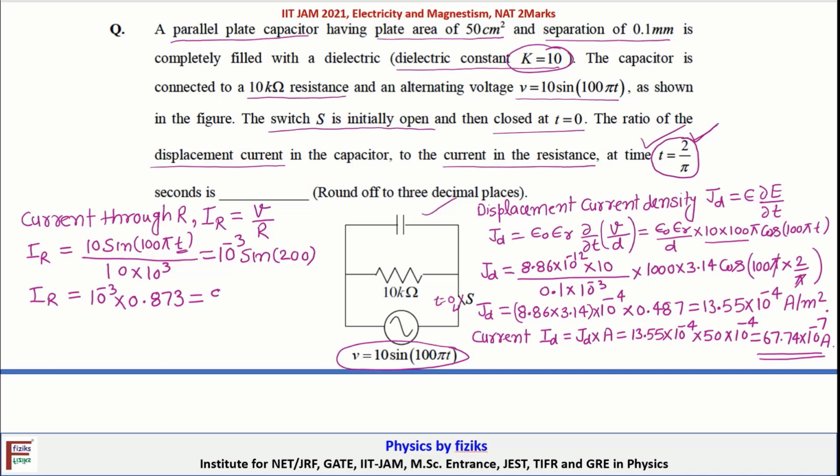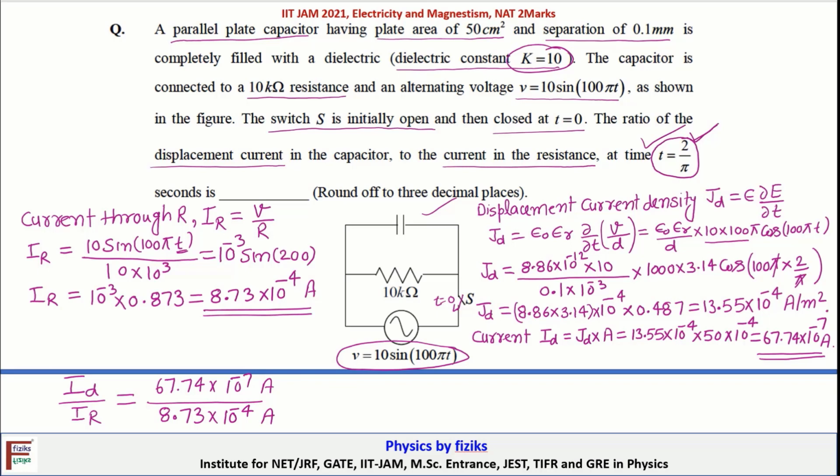And that value will be given by 8.73 10 to power minus 4 amperes. So this is the value of current through R. So what will be the ratio ID by IR? We have to divide 67.74 10 to power minus 7 amperes, divided by 8.73 10 to power minus 4 ampere.